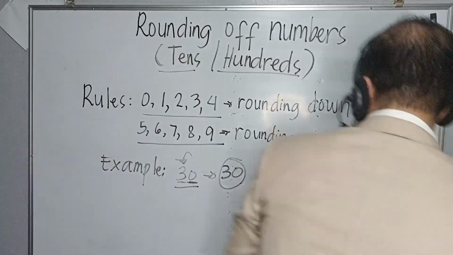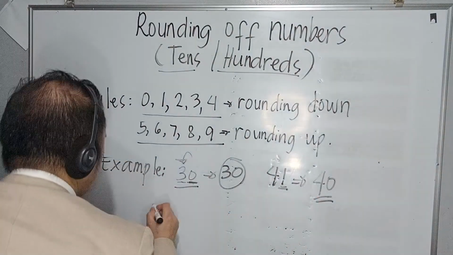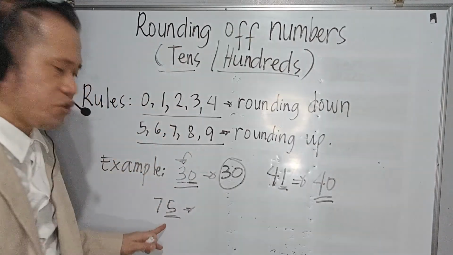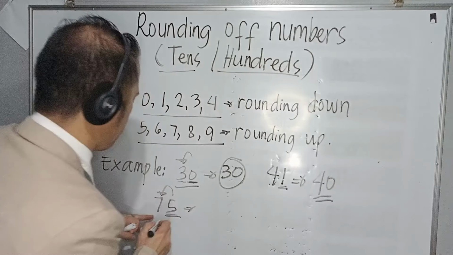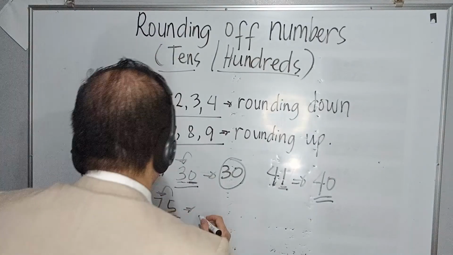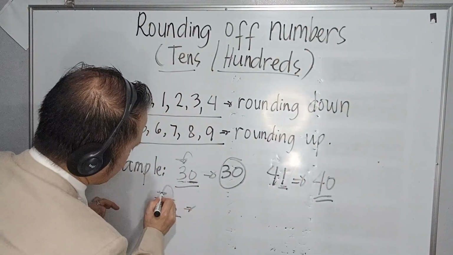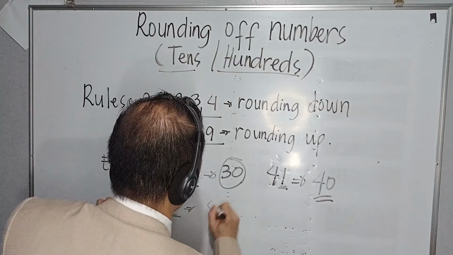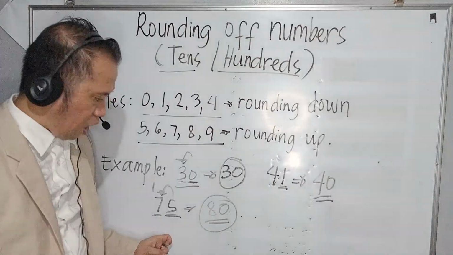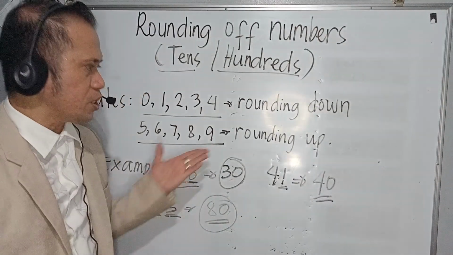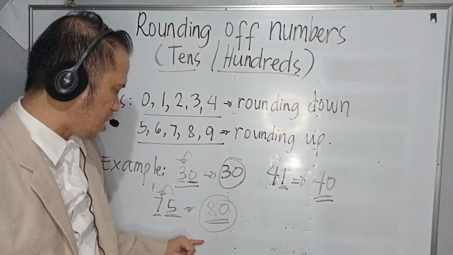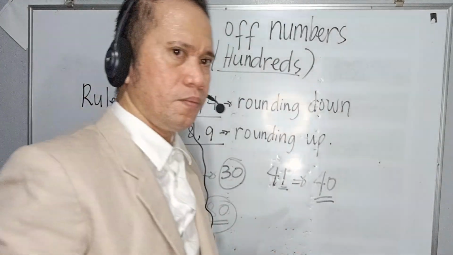What about for rounding up? For rounding up, class, for example, our number is 75. Since 5 is rounding up, we add 1 to 7, which is the tens place, because we are rounding to the nearest tens. So 7 plus 1 becomes 8. When we round 75, it becomes 80.